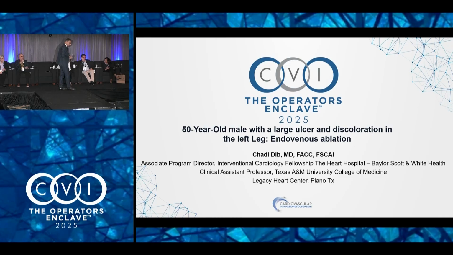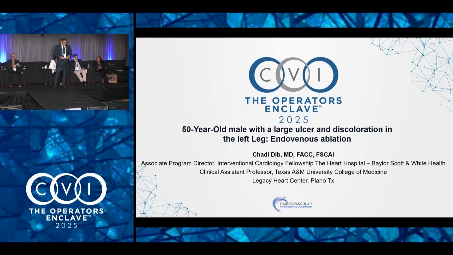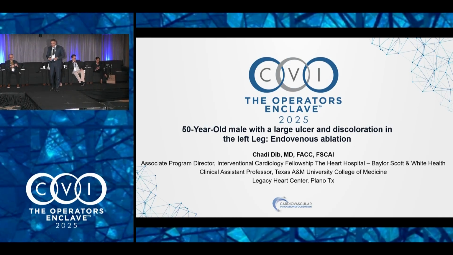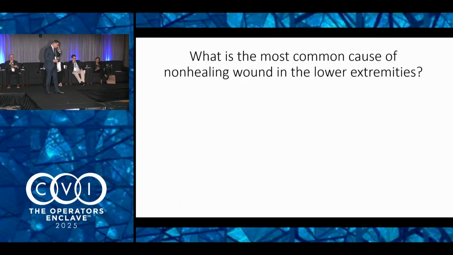I'm going to be talking about a 50-year-old gentleman with a large ulcer, not extremely deep though, and discoloration in his left leg. I asked this question to multiple IC people and vascular surgeons. What do you think is the most common cause of non-healing wound? And the answer was arterial disease. But in fact, it is venous insufficiency. It is the most common cause of non-healing wound in the lower extremity.